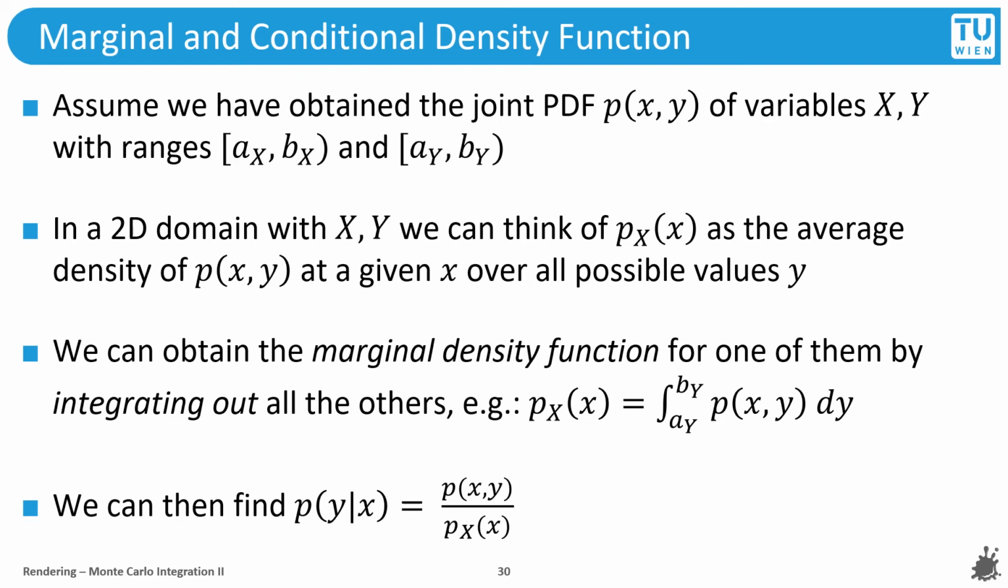There is an easy way to get a closed form solution for the marginal PDF of a variable, and that is by integrating out. We do this by integrating the joint PDF over the full range of the other variable. The rules of probability tell us how we can get the conditional density as well. That is the probability of seeing a certain value y for a given value x. Once we have the marginal density function, computing the conditional density function is easy. We just divide the joint PDF by the marginal density function.